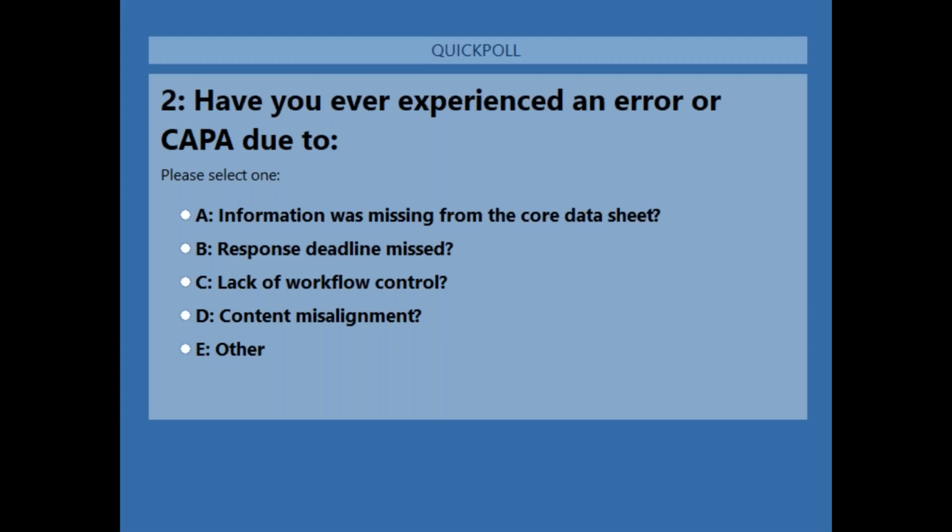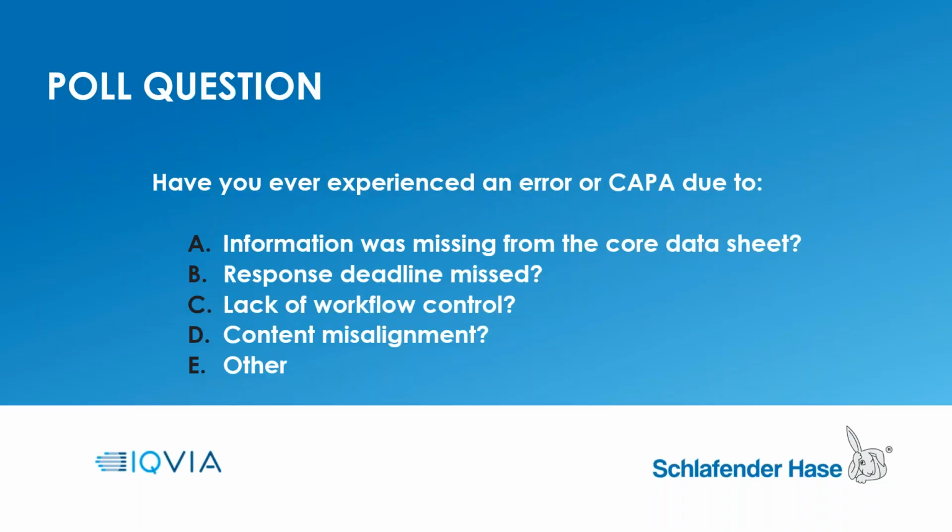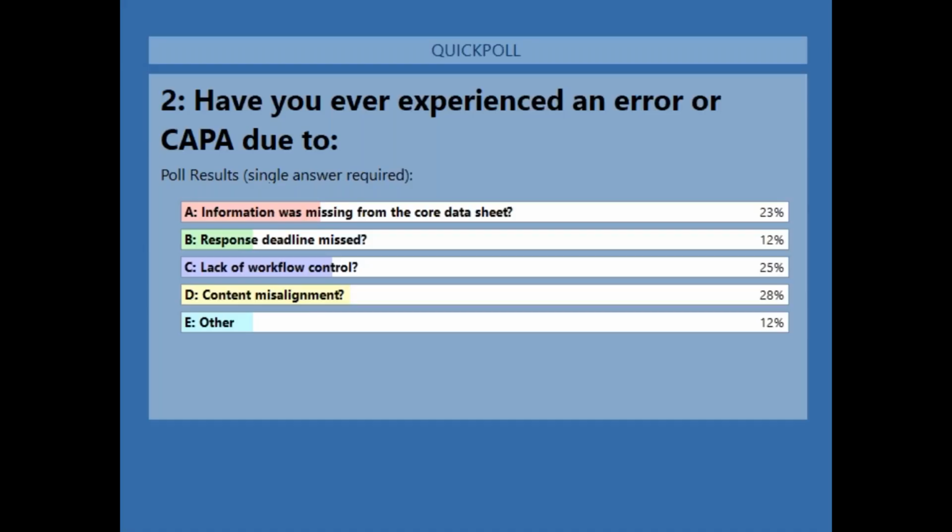And we see the results coming in. Okay, so interesting, pretty even across the board, about a third, A, C, and D. From the core data sheet. Okay, interesting.